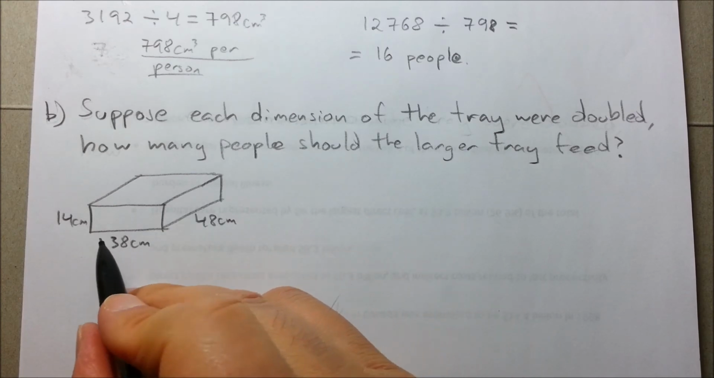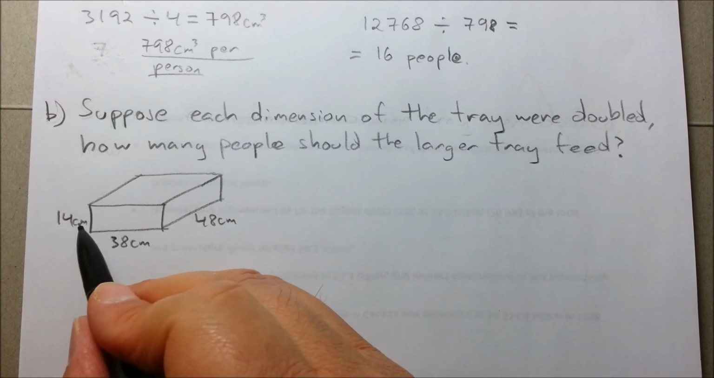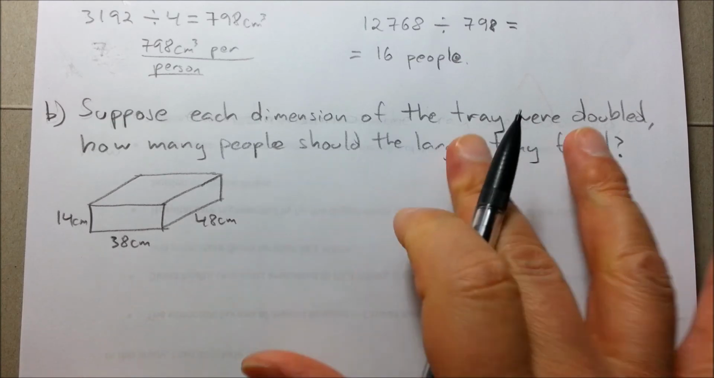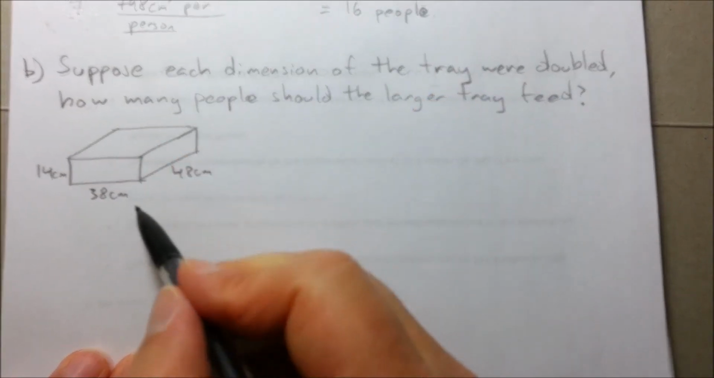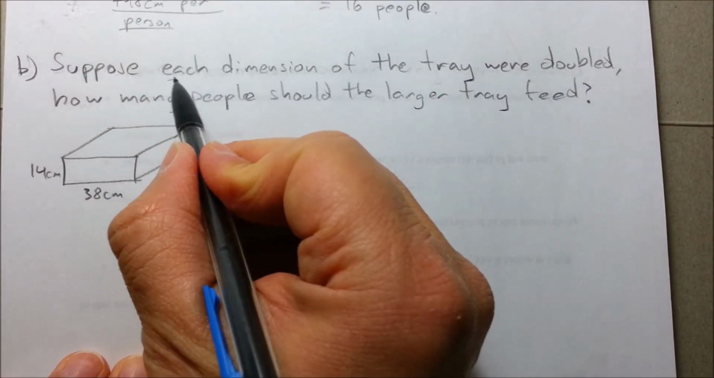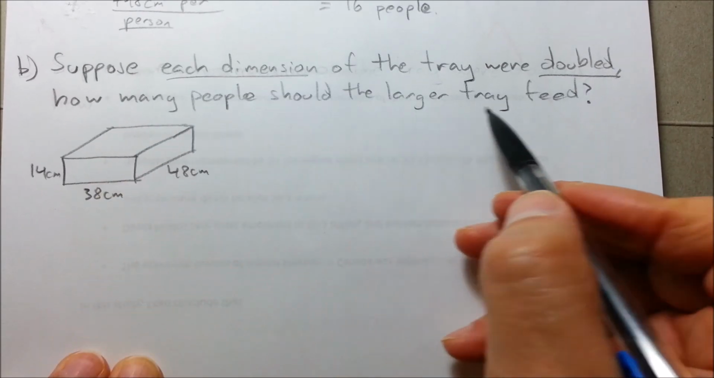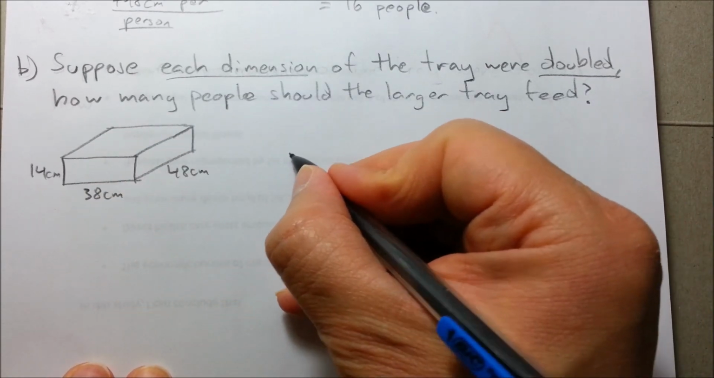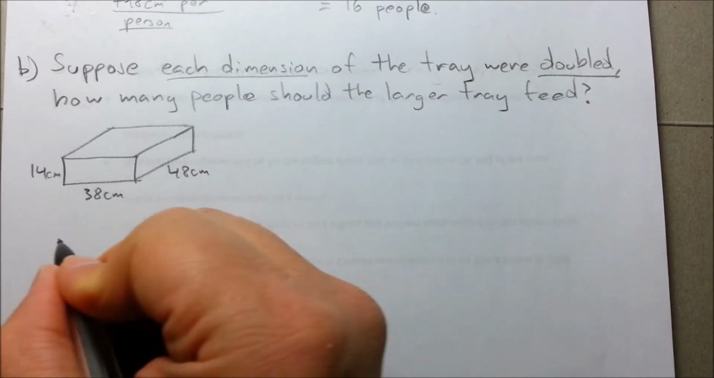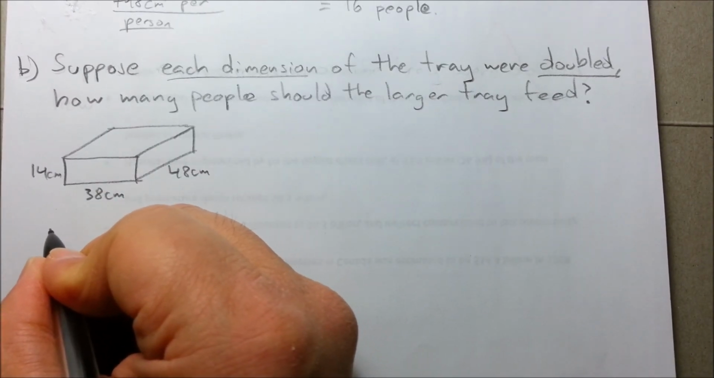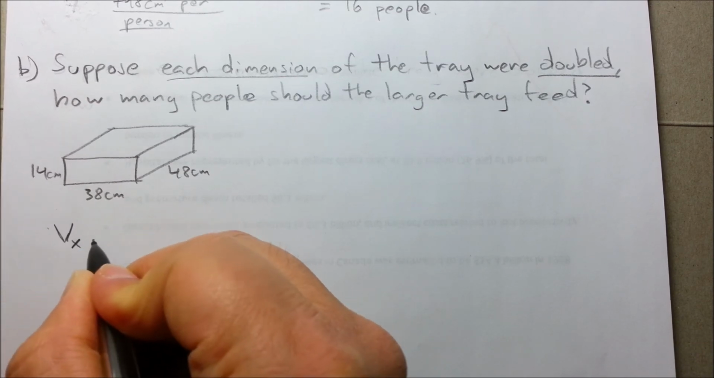So in other words, everything doubled. This is what used to be 7, 19, 24, like the previous example. Okay, so now same thing. How many people? Each dimension is doubled. How many people should the larger tray feed? So same idea. Let's find out the volume of this, and let's call it VX for extra large.